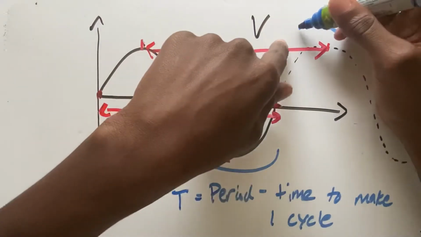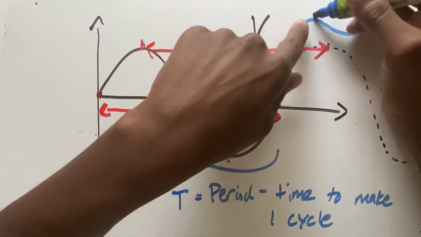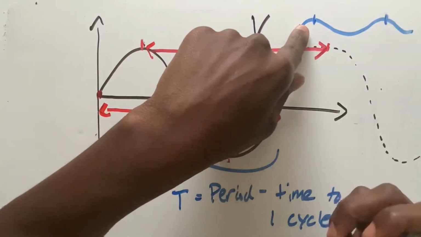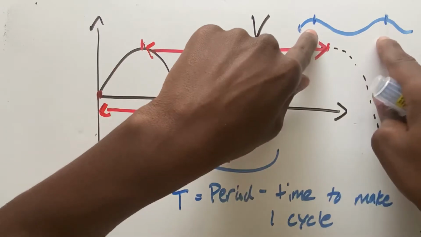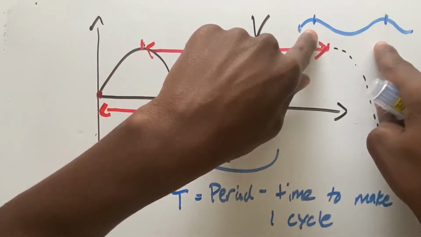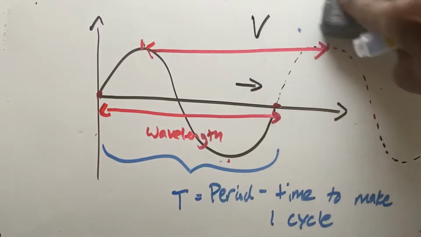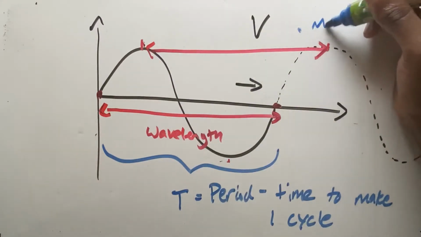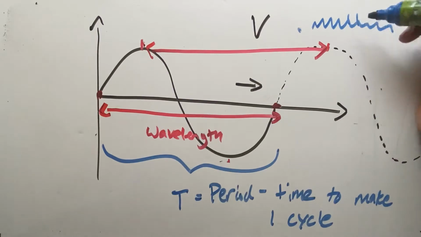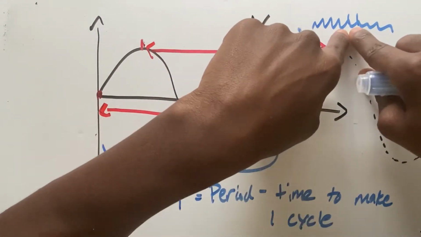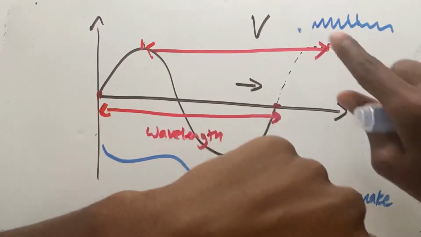So one wavelength would be from here to here. See that it's stretched out, so it takes more time for it to make that one wave pattern versus here. The wavelength is really small, so the frequency is way higher.